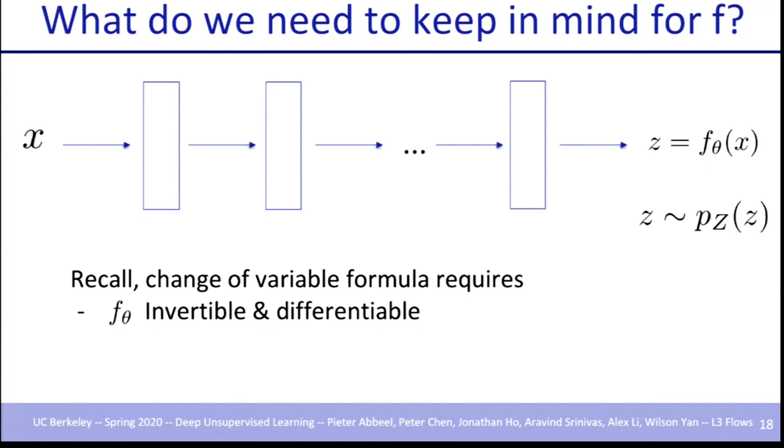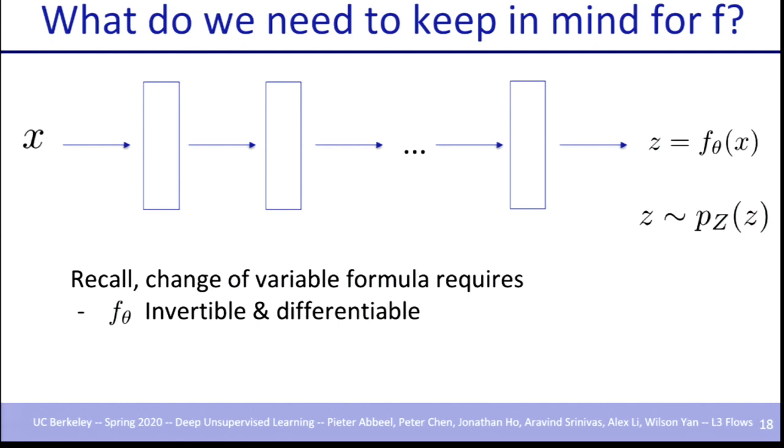Going to your question, what do we need to keep in mind for f? Recall that the change of variable formula requires f_theta to be invertible and differentiable. So we just need to keep that in mind. If we design any kind of architecture, make sure that that is satisfied. Otherwise, the optimization objective we're working with is actually invalid. It's ignoring the fact that there might be multiple things mapping to the same spot, and you're not optimizing correctly.